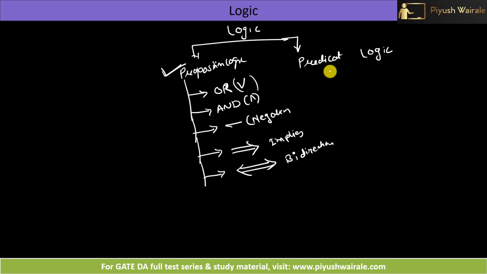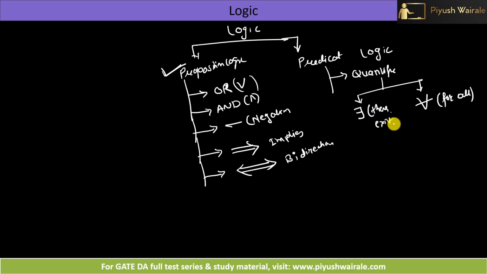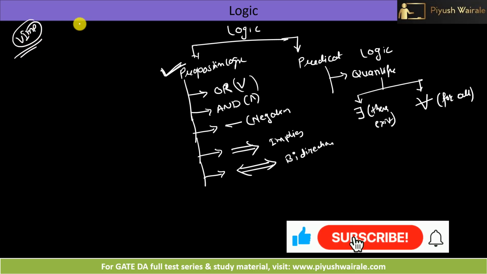In predicate logic we use quantifiers, with symbols for there exists and for all. This is the symbol for there exists and this is for all. We'll discuss a few examples based on this also, don't worry. But first we'll cover propositional logic in detail and then we will move on to predicate logic. This is a very important concept for the GATE exam, so you can expect one question based on this simple logic part itself. So that's it for this lecture. In the next lecture we are going to discuss propositional logic. Thank you.